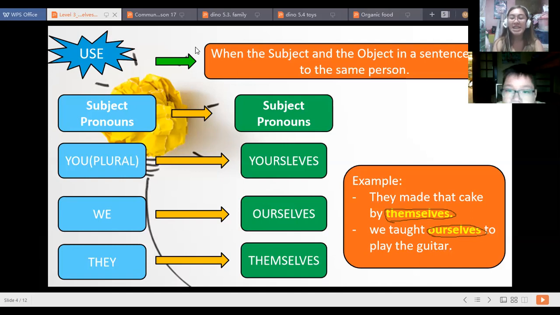Okay, so what are the subject pronouns? Subject pronouns are you, we, they. Yourselves, ourselves, themselves. Okay, very good. And can you give me two examples of reflexive pronoun?